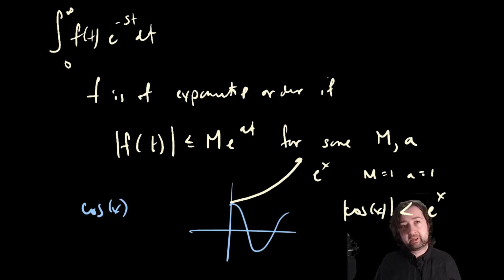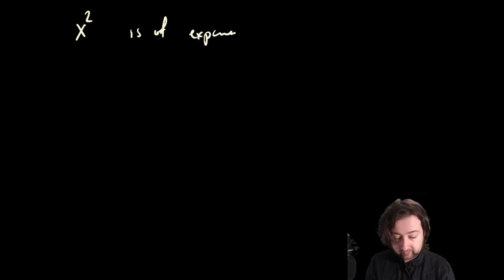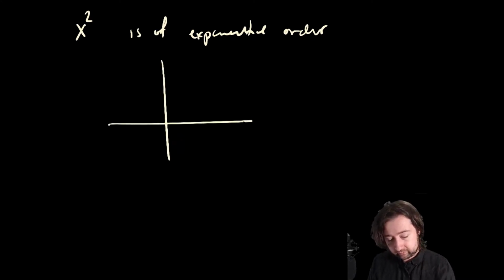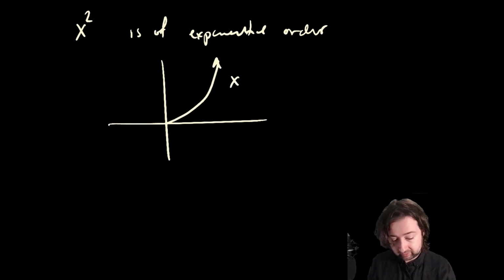Okay. Similar rules apply to things like polynomials. So, for example, x squared is of exponential order, because exponentials grow faster than polynomials for any power of a polynomial. You have x squared looks like this. Okay, that's growing pretty quickly because it's a parabola. But if you just put e to the x in here, e to the x is always bigger than x squared.